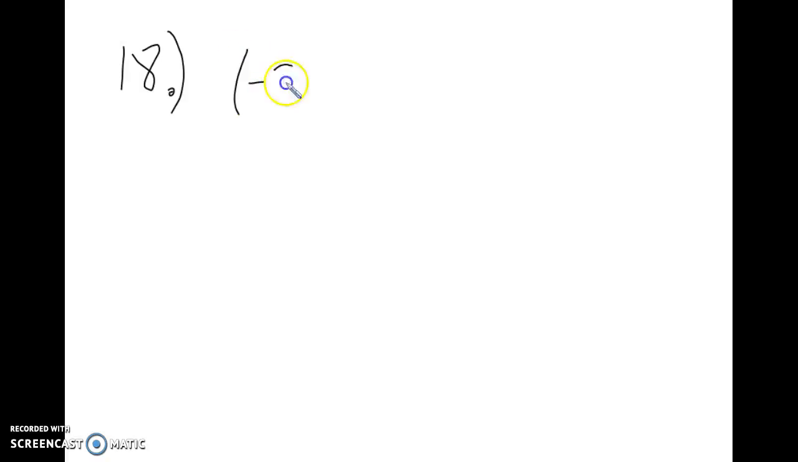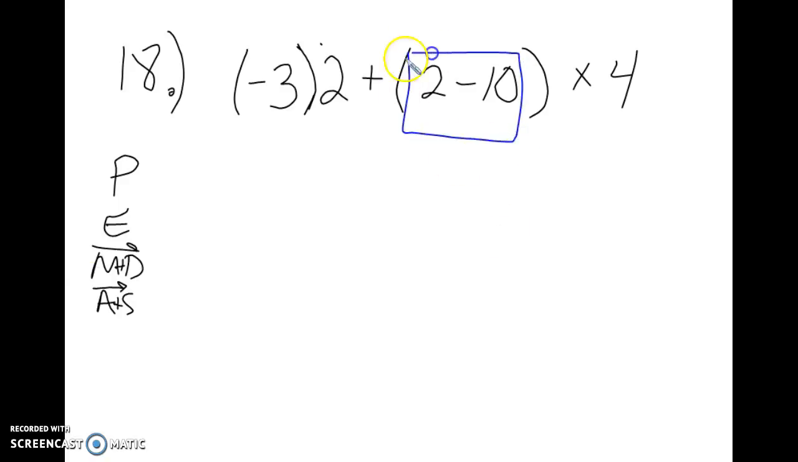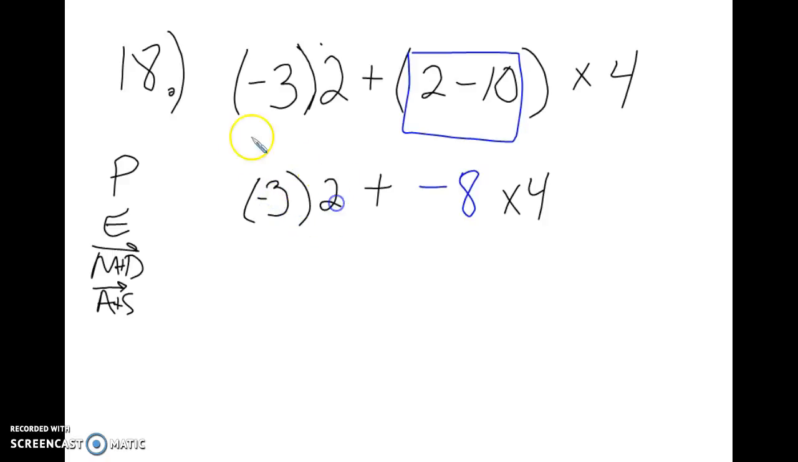Number 18 said this. Plus 2 minus 10 times 4. Okay. PEMDAS, what comes first? Do we have any? Why, yes, we do. Okay. 2 minus 10, be careful. Negative 8. Bring everything else down. That looks funny.